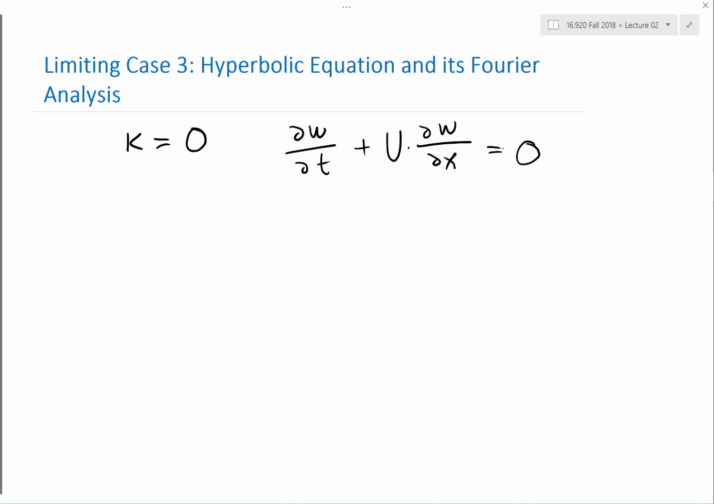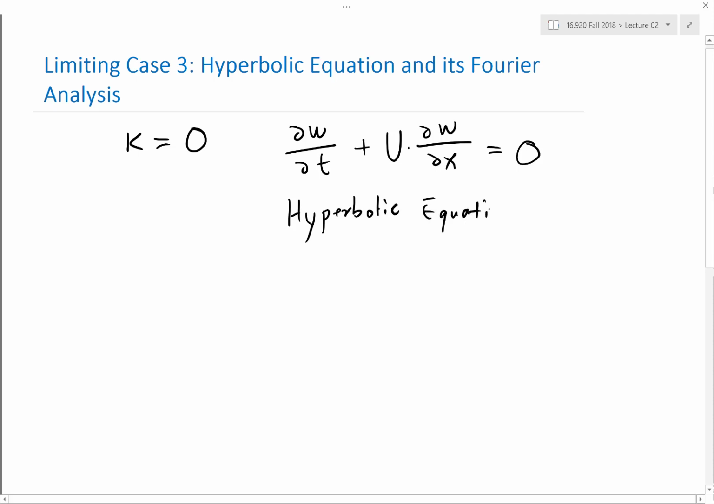So what's special about this equation? Now this equation has a name called hyperbolic equations. So these are the three types of geometric entities that are analogous to the three types of equations: parabolic, elliptic, and hyperbolic. What's special about hyperbolic equations?